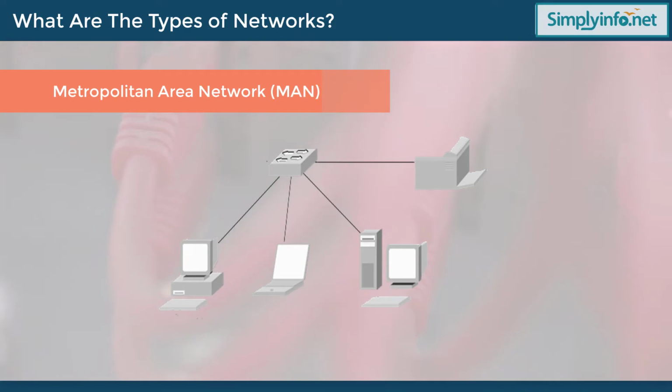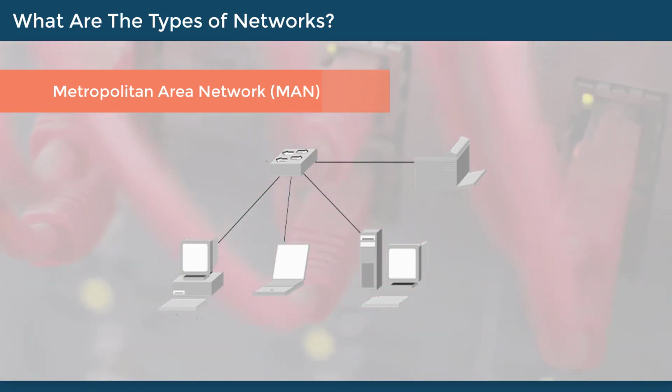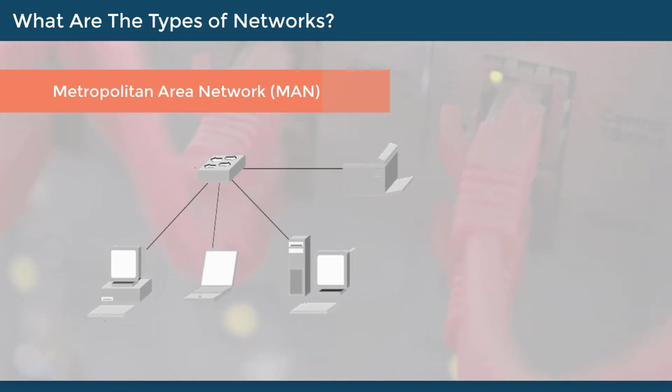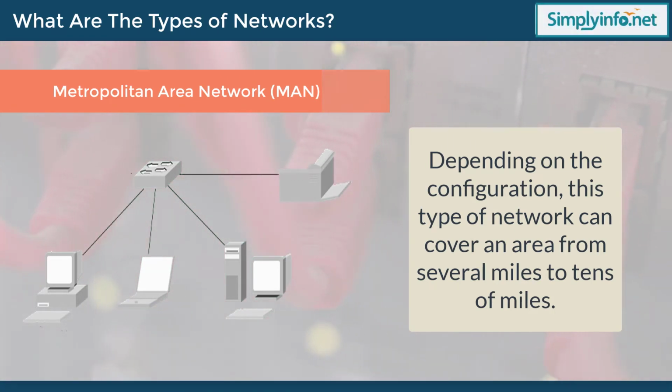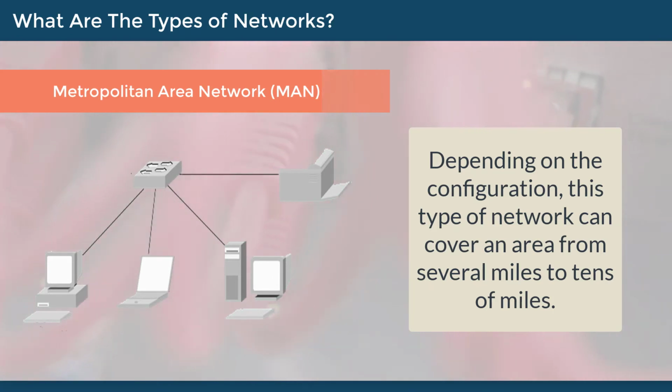Metropolitan Area Network (MAN). It consists of a computer network across an entire city, college campus, or small region. A MAN is larger than a LAN, which is typically limited to a single building or site. Depending on the configuration, this type of network can cover an area from several miles to tens of miles. A MAN is often used to connect several LANs together to form a bigger network. When this type of network is specifically designed for a college campus, it is sometimes referred to as a campus network or CAN.